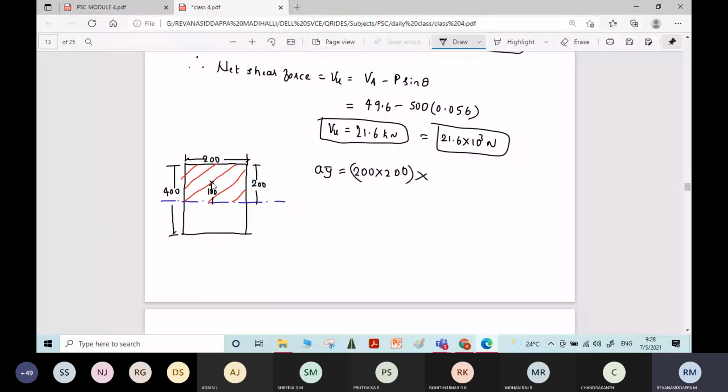Tell me the answer. 2 into 2, 4. 6 zeros are there. Therefore, it will be equal to 4 into 10 power 6 mm cube. Am I right? Yes, sir.